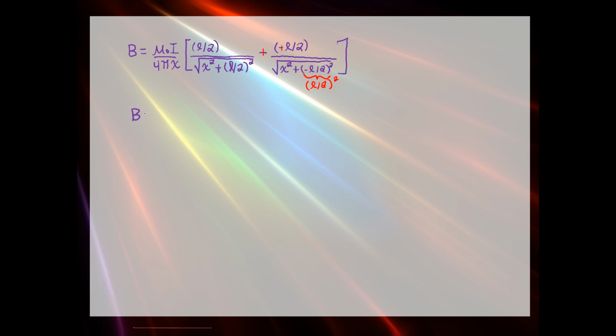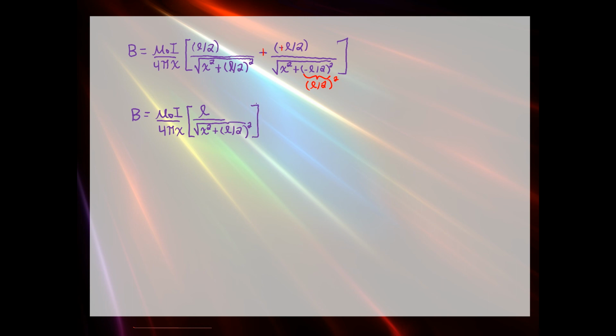B would then be equal to mu naught times I over 4 pi times x. And then L over 2 plus L over 2 would be 2L over 2, which would just be L. So then I would have L over the square root of x squared plus L over 2 squared.